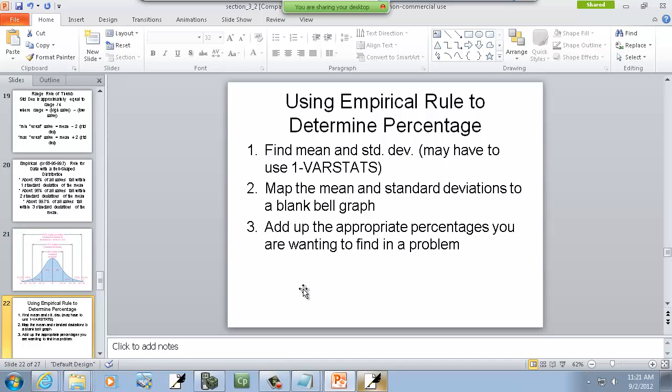Now, using the empirical rule to determine percentage. First thing you need is your mean and standard deviation, and you may have to use one var stats to get that if you're given raw data. Then you map the mean and standard deviations to a blank bell graph, and then you add up the appropriate percentages you are wanting to find in the problem.